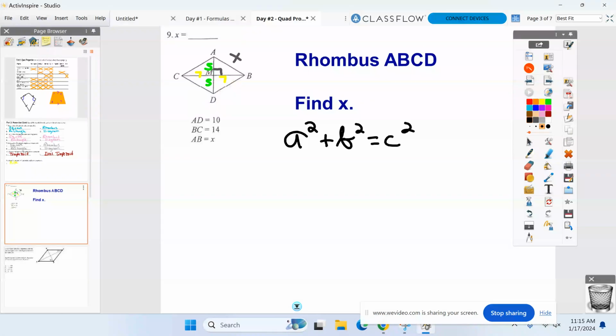Where's the 5 and the 7 going to go? A, B, C? 5 and the 7, where do I put it in the formula? A and B. Those are the legs. C is the hypotenuse, which we're trying to find. So 5 squared plus 7 squared equals C squared.